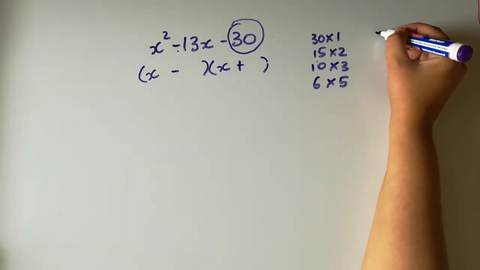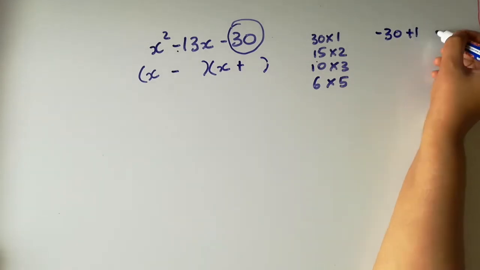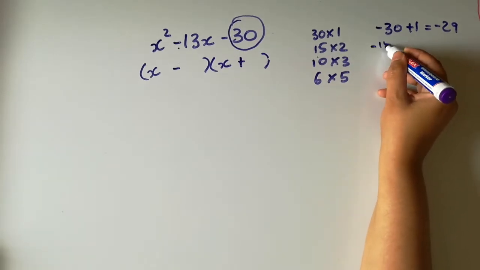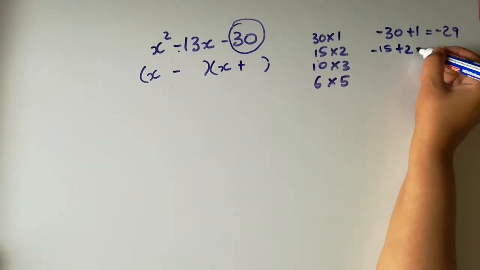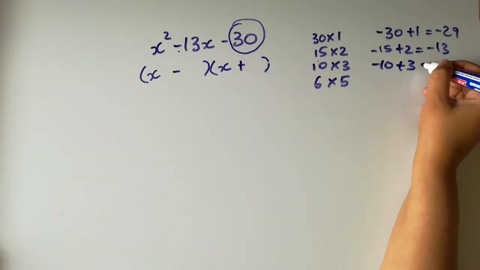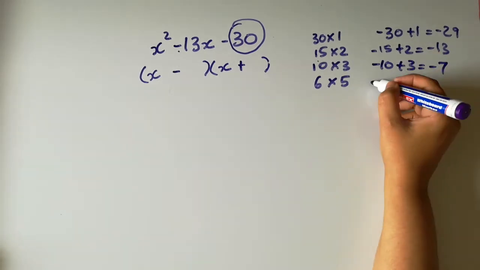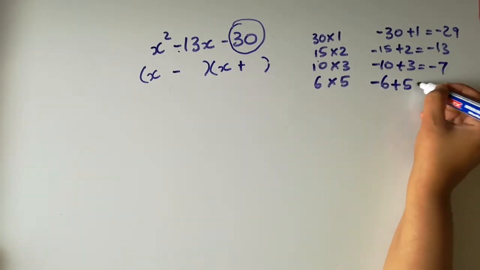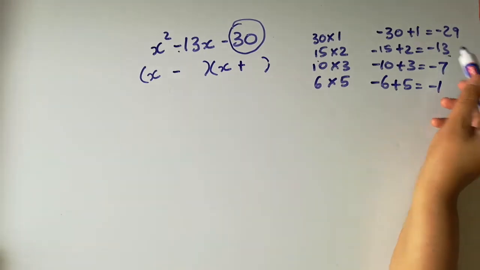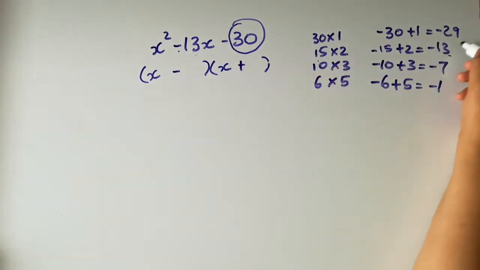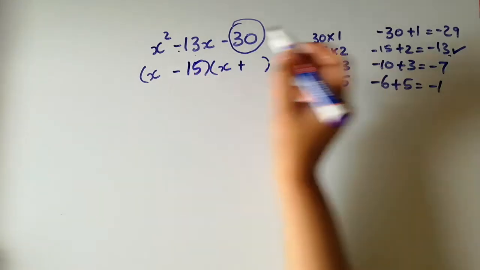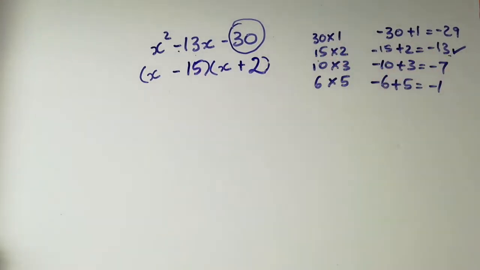So if I say minus 30 plus 1, I'll get minus 29. If I say minus 15 plus 2, I'll get minus 13. Minus 10 plus 3 will give me minus 7. And minus 6 plus 5 will give me minus 1. Obviously, we can see from here, we have a minus 13 here. So that's the one that we are going to take. That's minus 15 and plus 2.